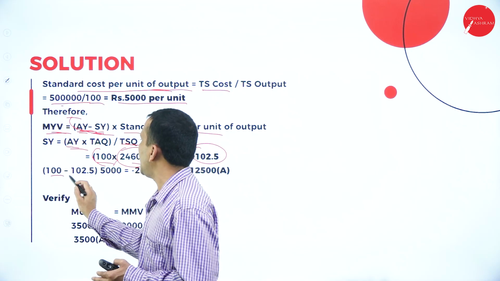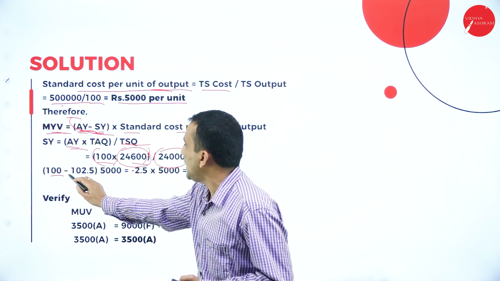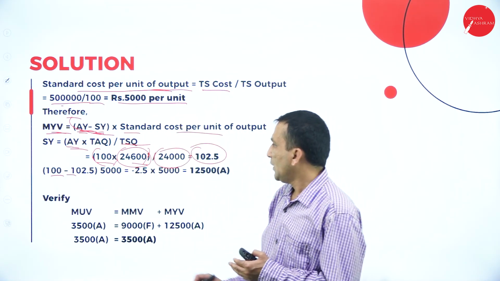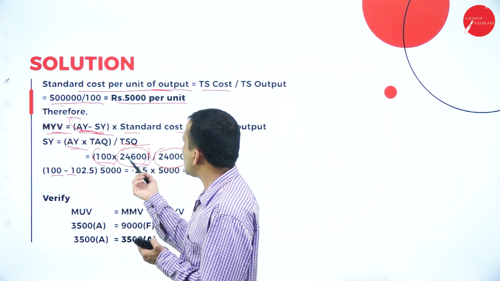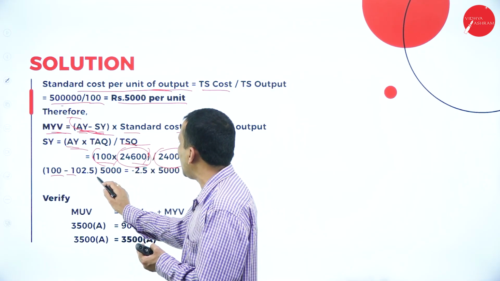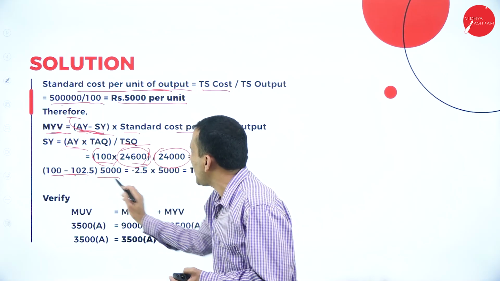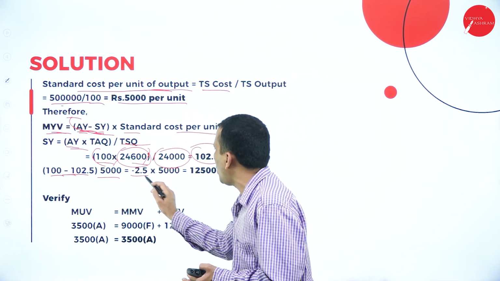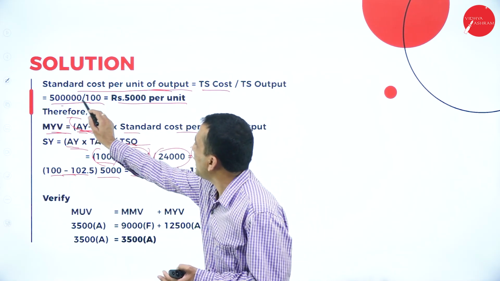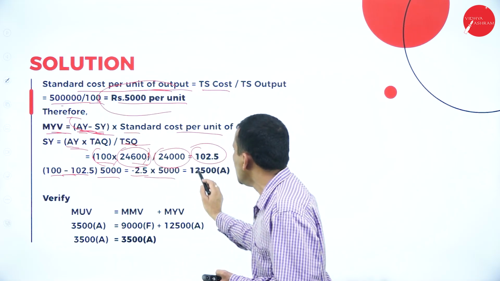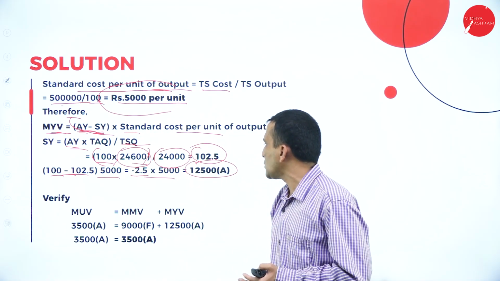So now what we can do, we can apply this formula. Actual yield is 100, standard yield just now we calculated 102.5, into 5,000, the standard cost per unit what we are getting. So we need to multiply 5,000. So from this we are getting minus 2.5 into 5,000, because we calculated here 5,000 per unit. So there is an adverse 12,500.